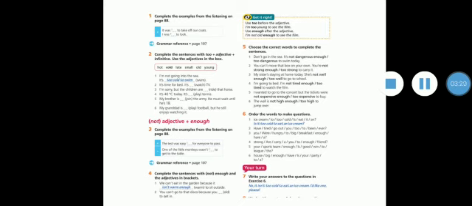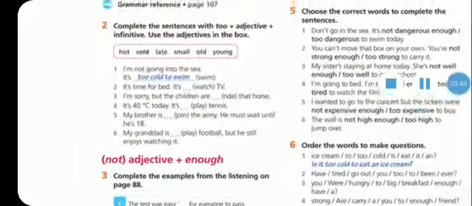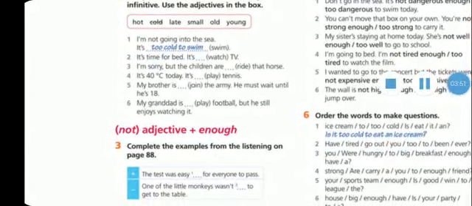Exercise number 1. Complete the examples from the listening on page 88. Number 1. It was too cold to take off our coats. It was too embarrassed to look. Question number 2. Complete the sentences with too plus adjective plus infinitive. Use the adjectives in the box. So here we're going to complete the sentences with too plus adjective and to plus infinitive. In other words, you're going to put too plus adjective plus the preposition to plus infinitive verb.